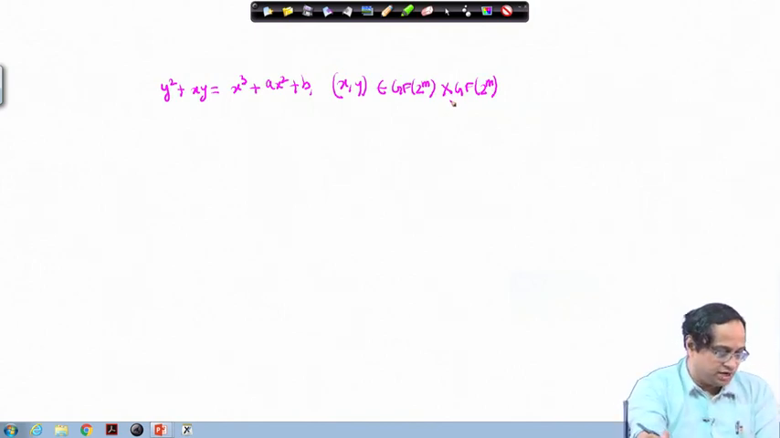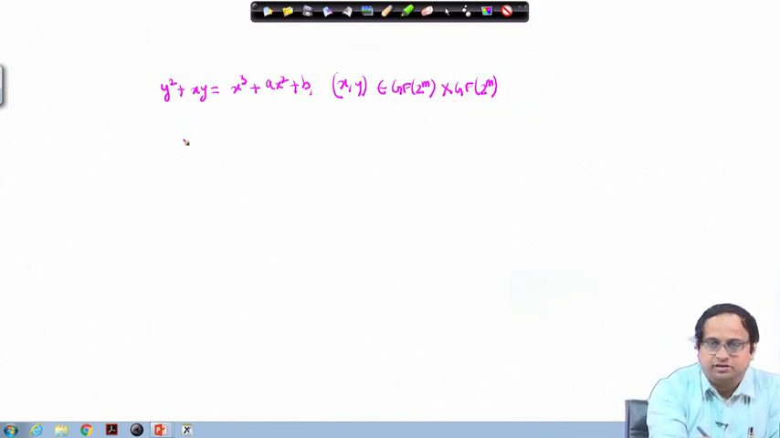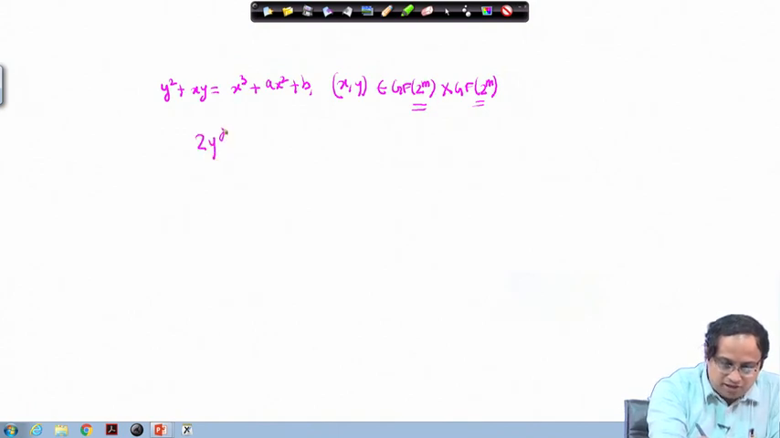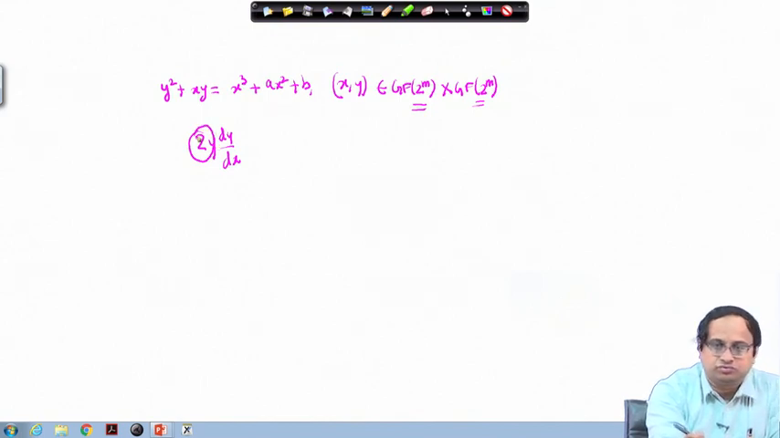Here I differentiate this as previously, but remember that these are characteristic 2 fields. So, when I write 2y dy by dx, this 2 is actually equal to 0 in this field. But let me continue that. So, I write 2y dy by dx plus I differentiate this, so I write here x dy by dx plus y.